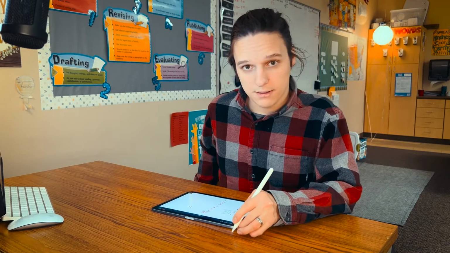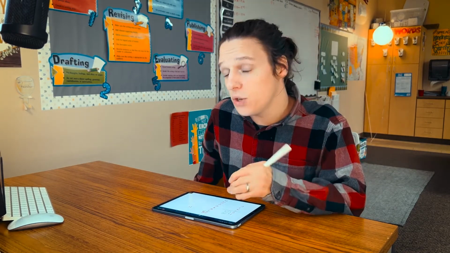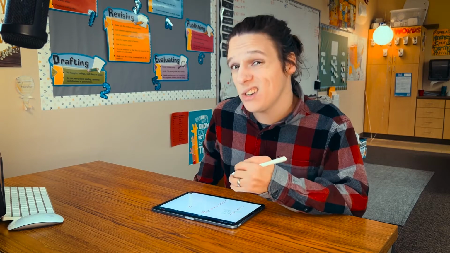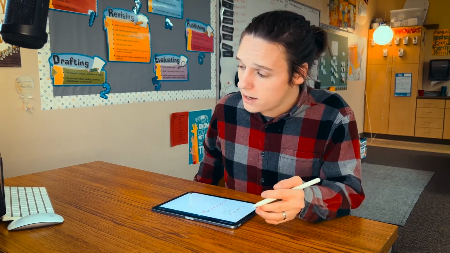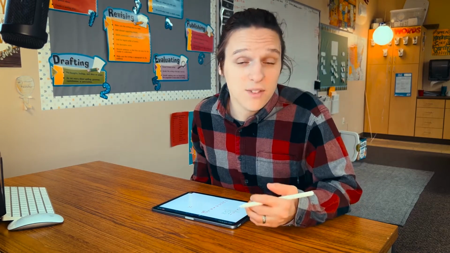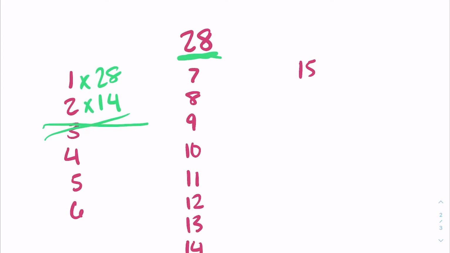Next, 4. Now, here's a trick. If 2 is a factor, there's a good chance 4 might be a factor. Sometimes they are, sometimes they're not. Precisely 50% of the time. But today, 4 happens to be a factor.